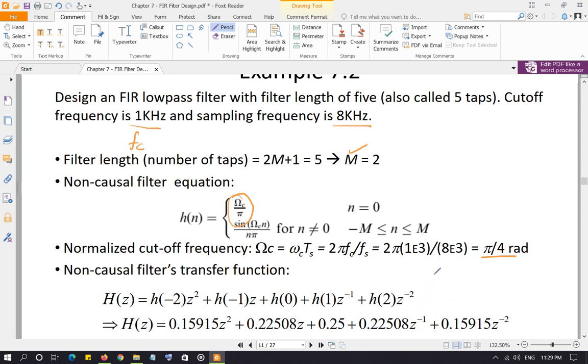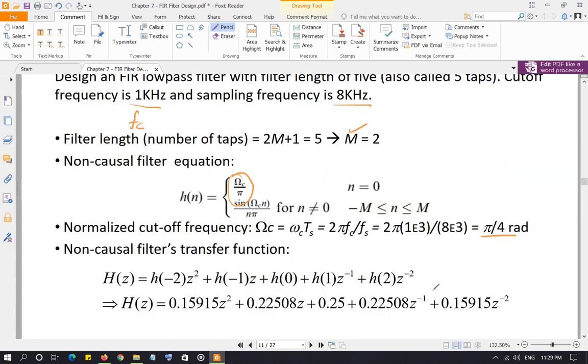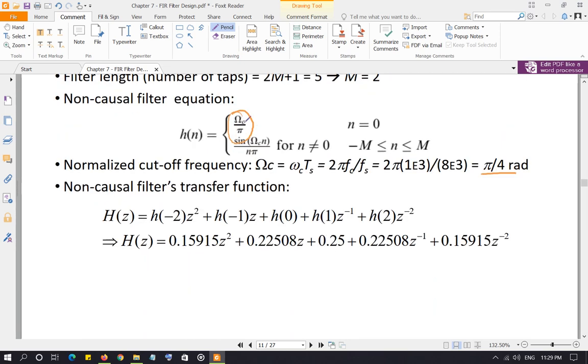So from that, pi by 4 radians, and using this equation right here, you are going to calculate h of 0, pi by 4 over pi, which will be 1 by 4 only, 0.25, which you can see over here. H of 0 is 0.25. And then you're going to go ahead and use this equation, and you're going to calculate for n is equal to -2, which will be equal to n is equal to +2, which will be this. When you put the numbers in, they are same. And then n is equal to -1, which will be the same as n is equal to 1, which is this.